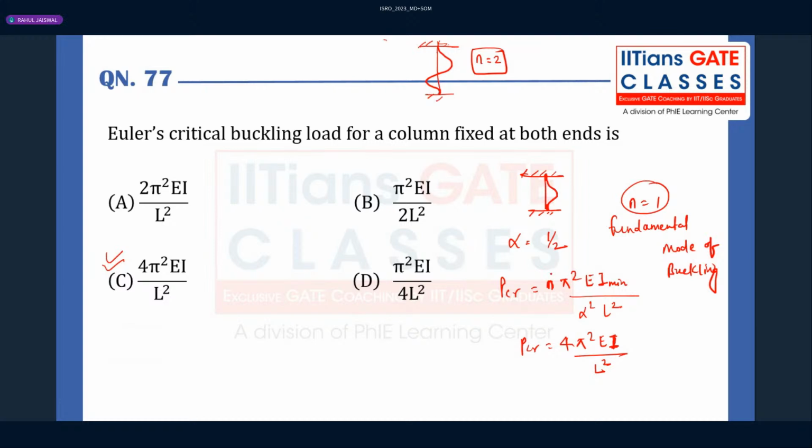Here you can add n square. If somebody asks you, this is the exact formula: n square into pi square EI minimum divided by alpha square L square, where n is what? Number of modes in which the buckling is taking place. Right? N equal to 1. This is corresponding to n equal to 1. This is corresponding to n equal to 2.